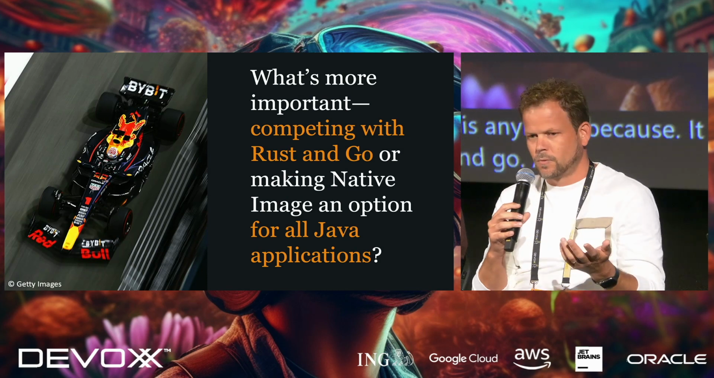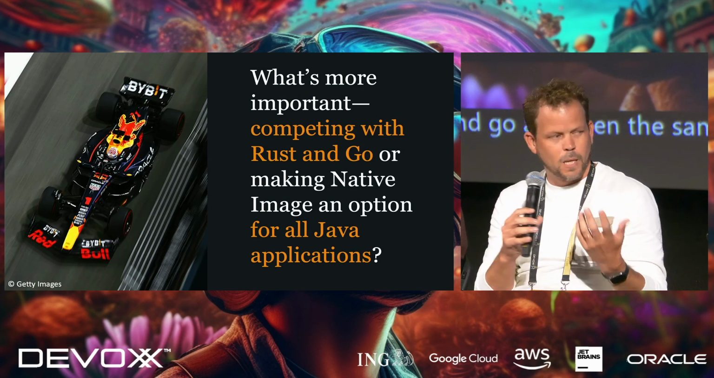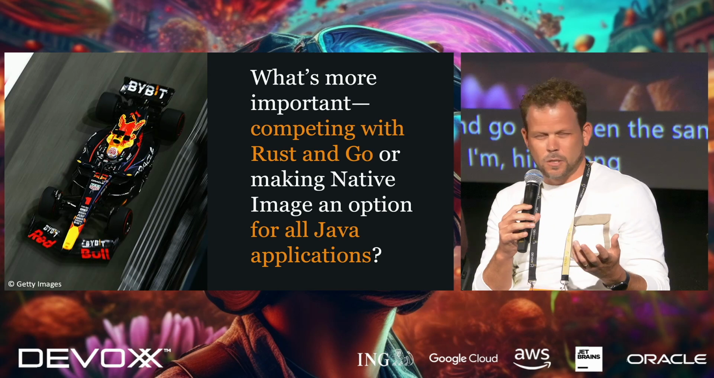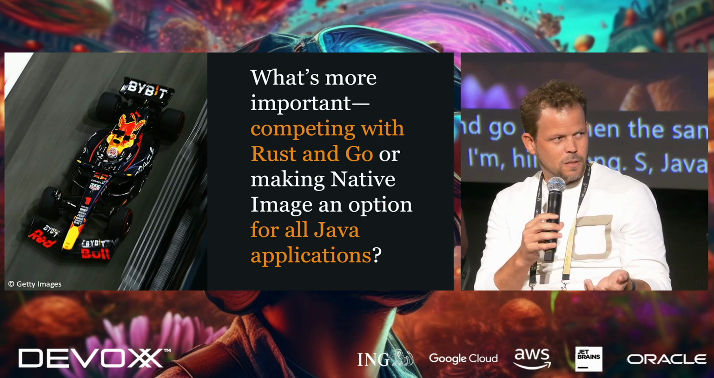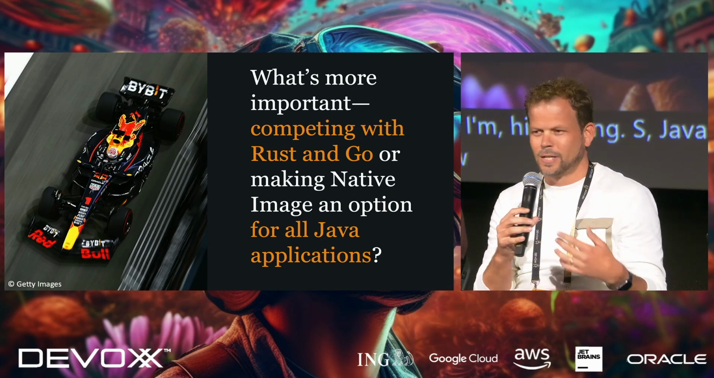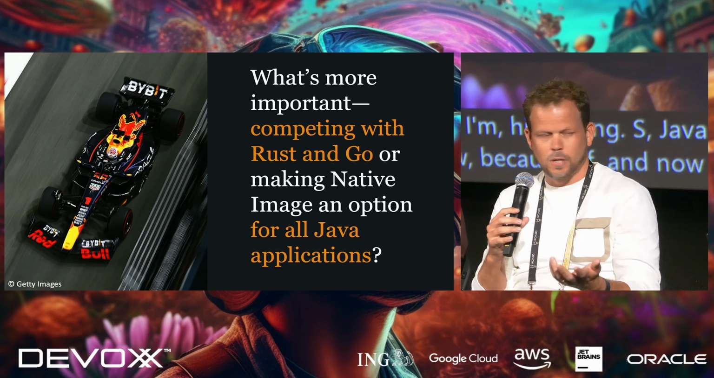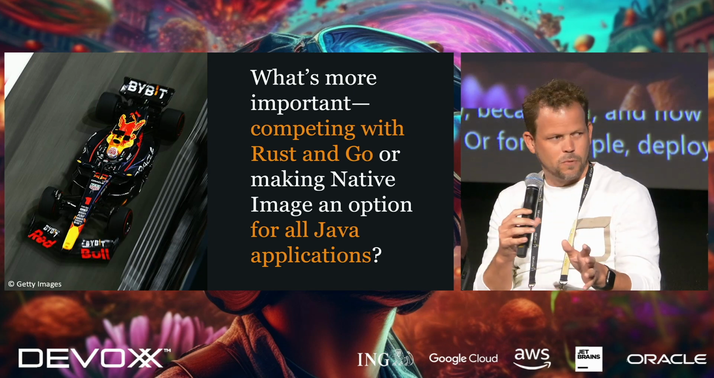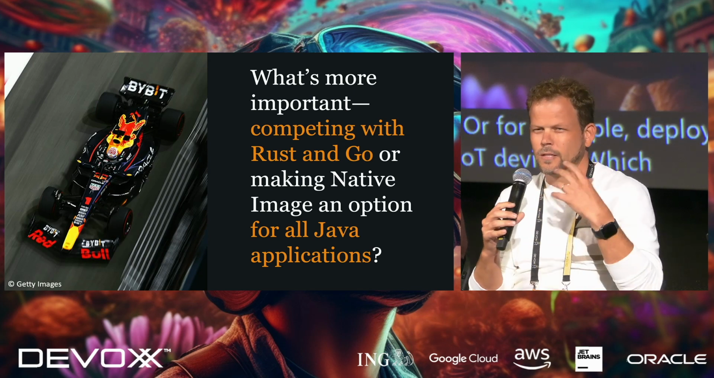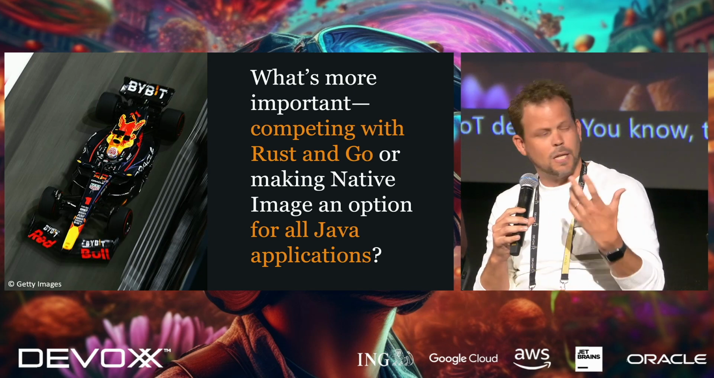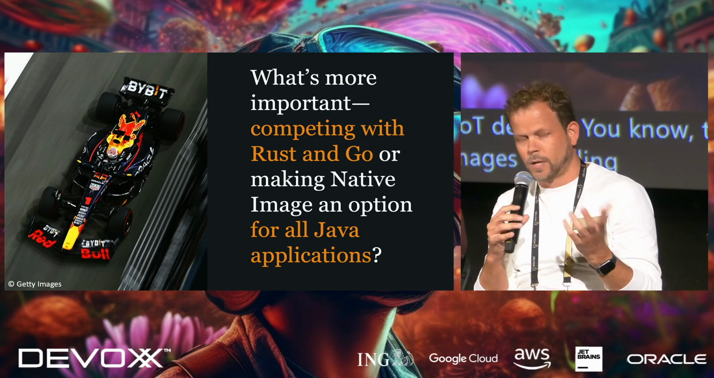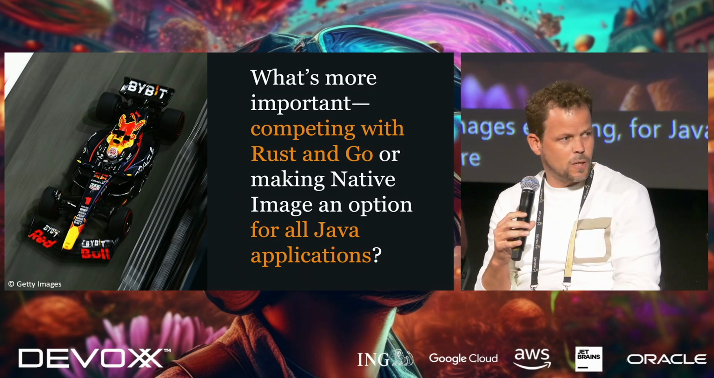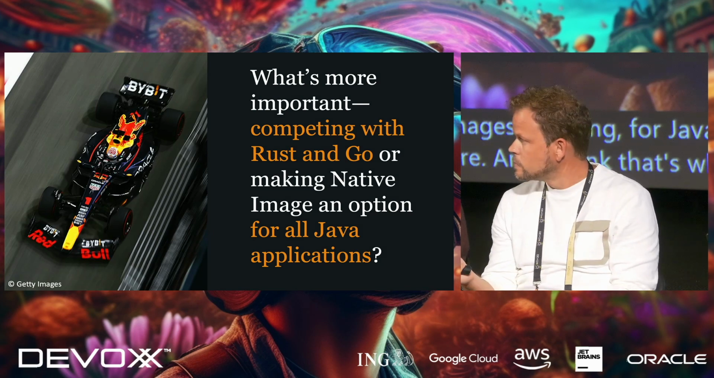And then the same thing with serverless, right? Before GraalVM came along, serverless Java just wasn't really a thing, and now it's a viable opportunity, right? Or for example, deploying to low memory footprint IoT devices. There are use cases that Native Image is enabling for Java workloads that just weren't viable before, and I think that's what's really exciting.